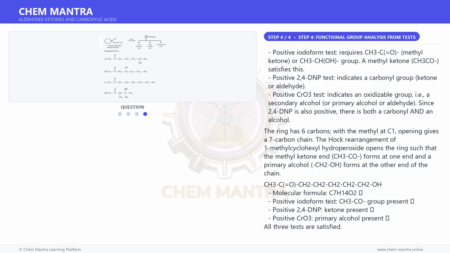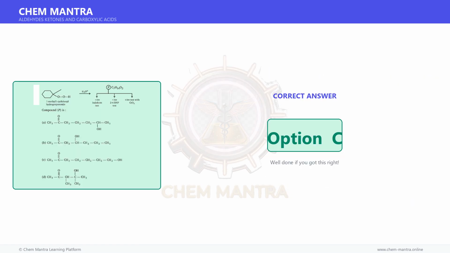Option C is the straight chain 7-hydroxy-2-heptanone, which is the correct Hock rearrangement product of 1-methyl-1-cyclohexyl hydroperoxide, satisfying all 3 chemical tests. Therefore, the correct answer is C. Therefore, the correct answer is option C.